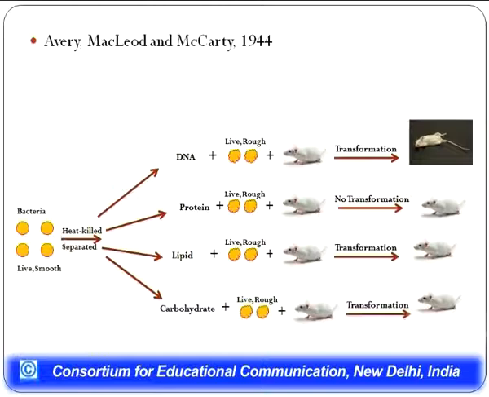Another set of experiment involved lipid of these smooth strain bacteria, and this was again injected with the rough strain bacteria into the mouse. Again carbohydrate was taken and with the rough strain live bacteria it was injected into the mouse. At the end of the experiment it was found that only DNA injected with the live rough strain bacteria was able to kill the mouse, and live smooth strain bacteria were isolated from the blood of the mouse. Thus, this experiment pointed that DNA is the genetic material which leads to transfer of genetic information from one generation to next generation or from one organism to another organism.